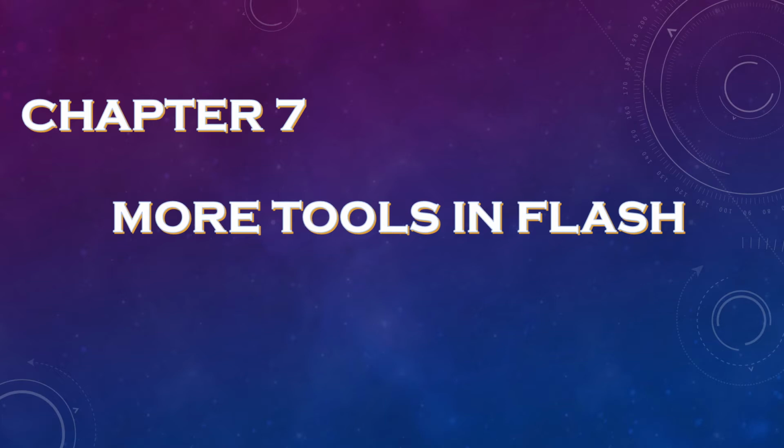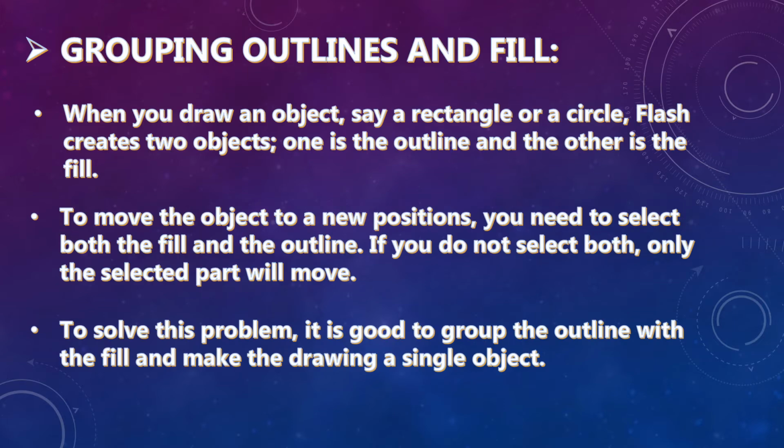We are going to start with chapter number 7, More Tools in Flash. We are going to continue with the same chapter, Grouping Outlines and Fill. When you draw an object, say a rectangle or a circle, Flash creates two objects.